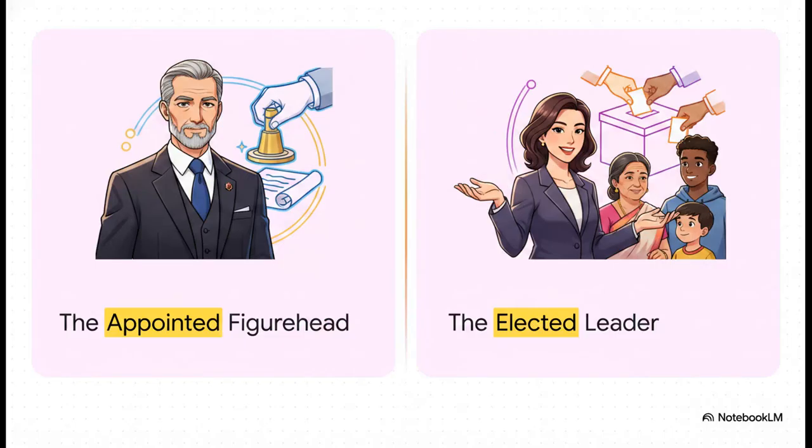All right, so here are our two main players. On one side, you've got the governor, who's the appointed figurehead, and on the other, the chief minister, the elected leader. Figuring out the relationship between these two, that's the key to the whole puzzle. So let's kick things off by looking at the governor's side of the equation.